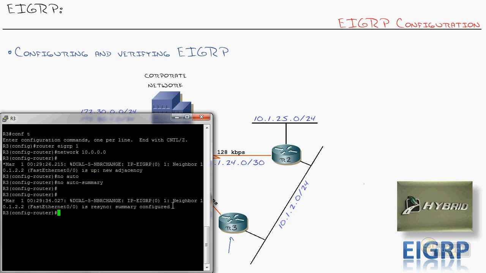It's like, oh, scratch that. Sorry. Let's resync. Let's bring up our neighbors again because now I've turned auto summary off. So that's a really simple way of turning on EIGRP for router 2 and router 3.